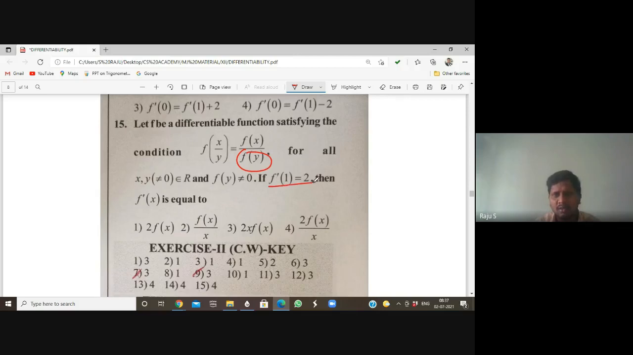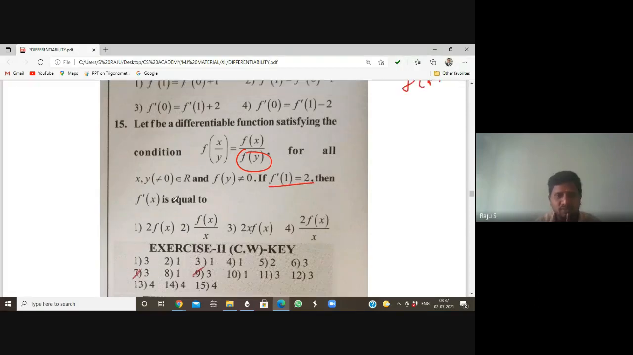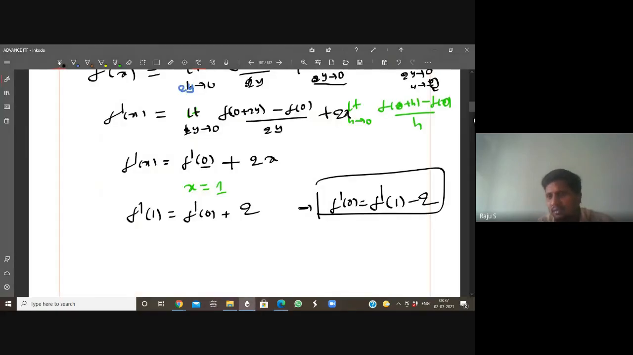And also they given one more condition. f dash of 1 value is 2. Then what is f dash of x? Okay, students, I am going to take again a standard formula here to do this. What is the standard formula? Say f dash of 1 is equal to 2 is given. First, take the condition here.